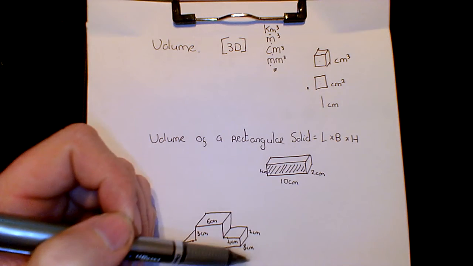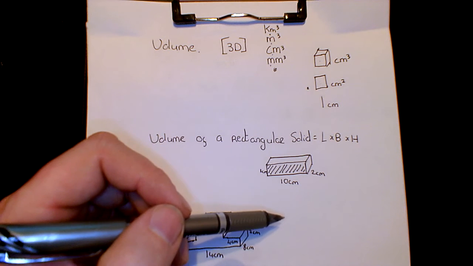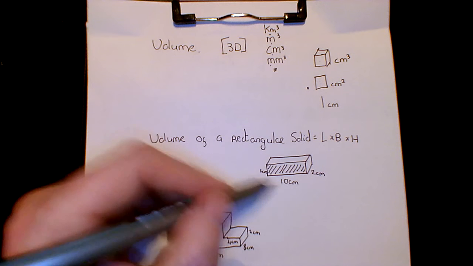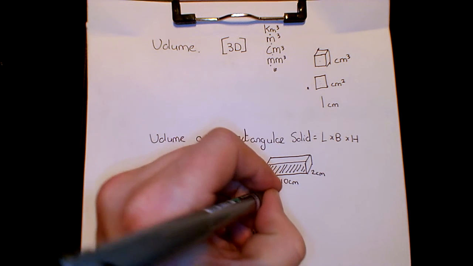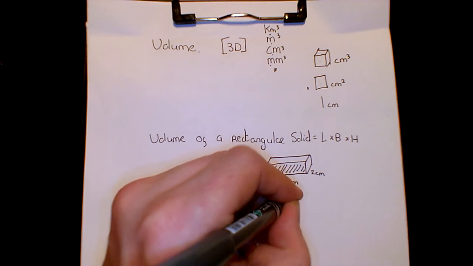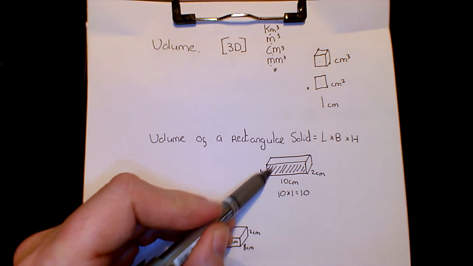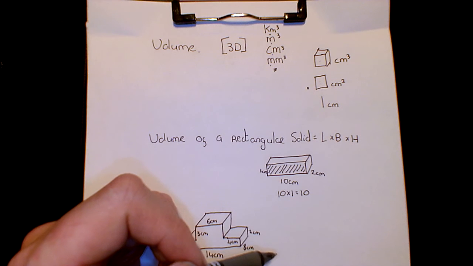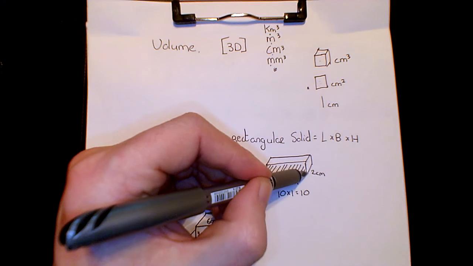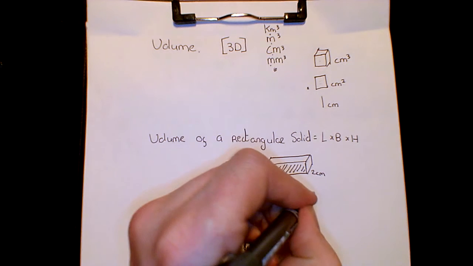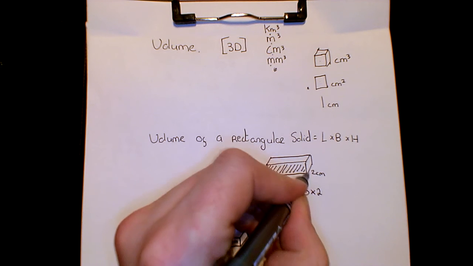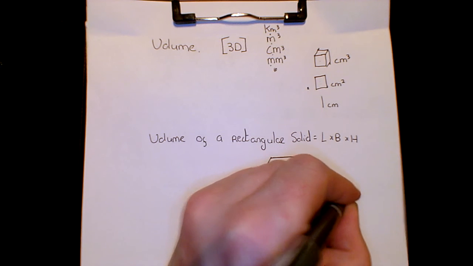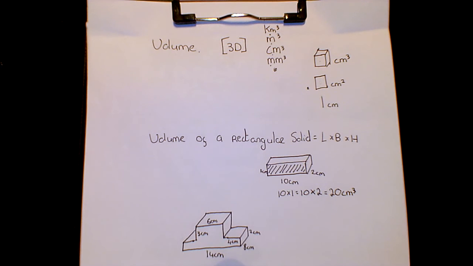So how would I find the volume of this? I'd first find the area of the face. The face is 10 centimeters in length and 1 centimeter in height, so 10 multiplied by 1 equals 10. That is 10 centimeters squared in area. To find the volume of this shape, I multiply my answer by the depth, which is 2. So 10 by 2 is 20 centimeters cubed.